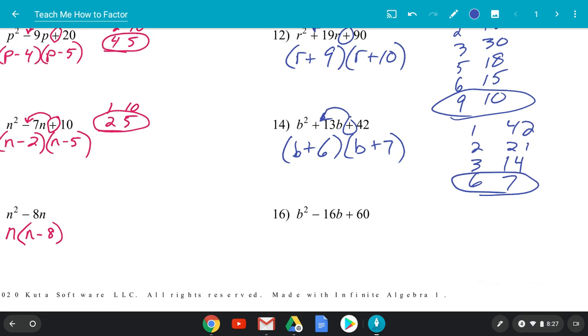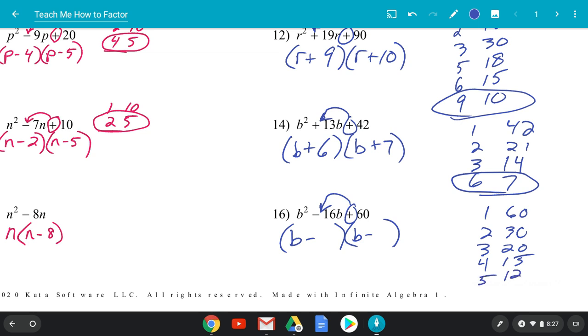Number 16, last one. Is there a GCF? No. Is there a leading coefficient? No. Splitting signs. Put a variable in each. Signs are same. Both negative. Factors of 60. 1 and 60. 2 and 30. 3 and 20. 4 and 15. 5 and 12. 6 and 10. 7, 8, 9. Okay, which one of those come together to give me a 16? 6 and 10.